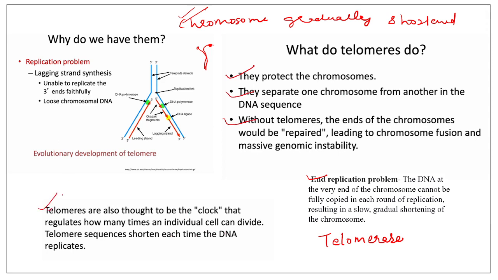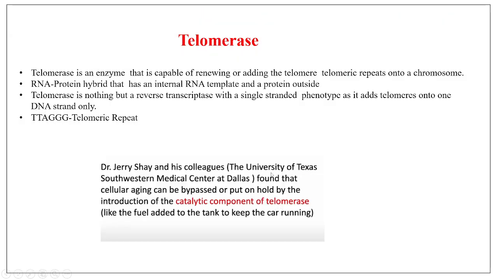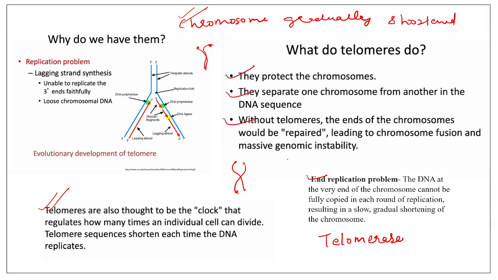This is important. Why? Because we have just seen that after every round of replication, your chromosome gets gradually shortened. That means if this is your chromosome, it is getting shortened from the ends. If it is getting shortened from the ends, it means telomeres are reducing. So after some n rounds of replication, your chromosome would be like this, very short.